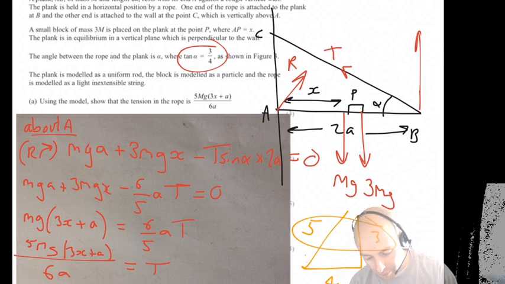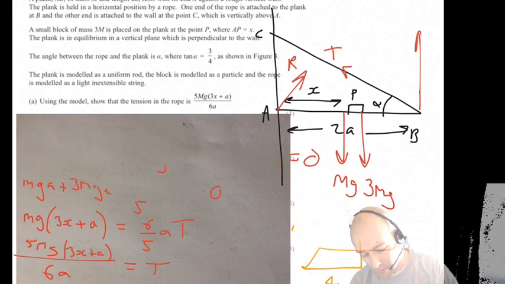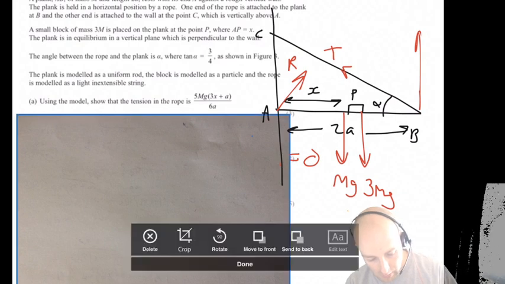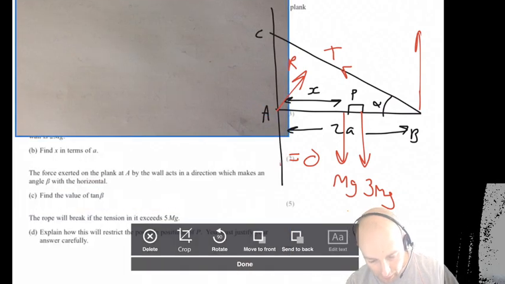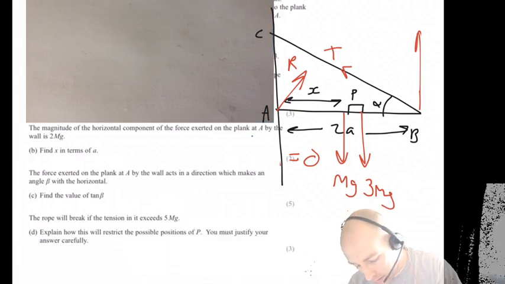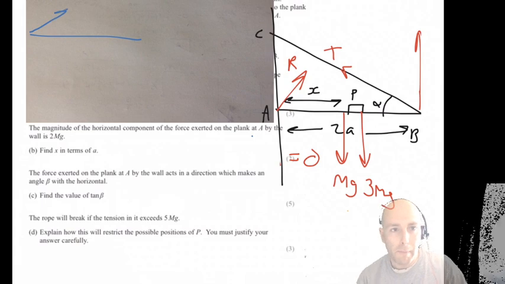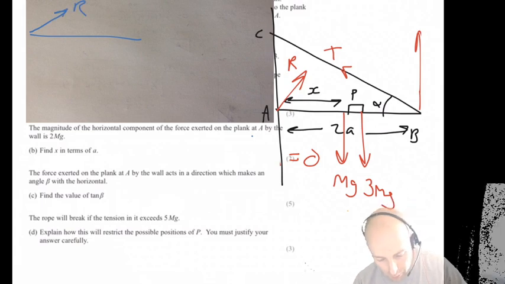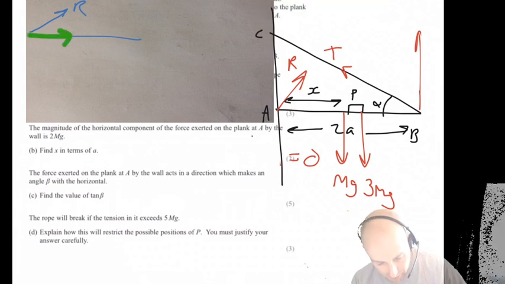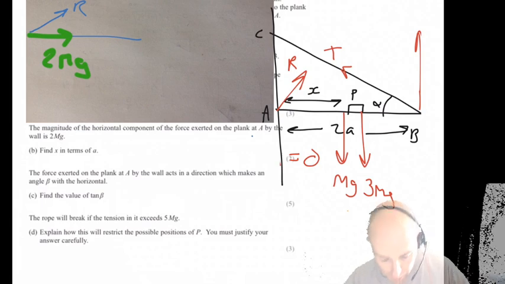Okay, next part. Now we're told the magnitude of the horizontal component is 2mg. So I'll do another sketch quickly. We've got R there, which is our reaction force, and we've just been told the magnitude of the horizontal component, so we know this part is 2mg. We don't need to find R, we can just use the fact that we know the horizontal component.